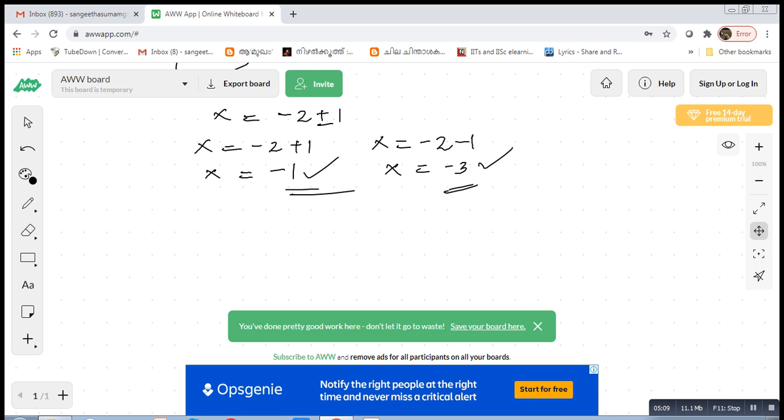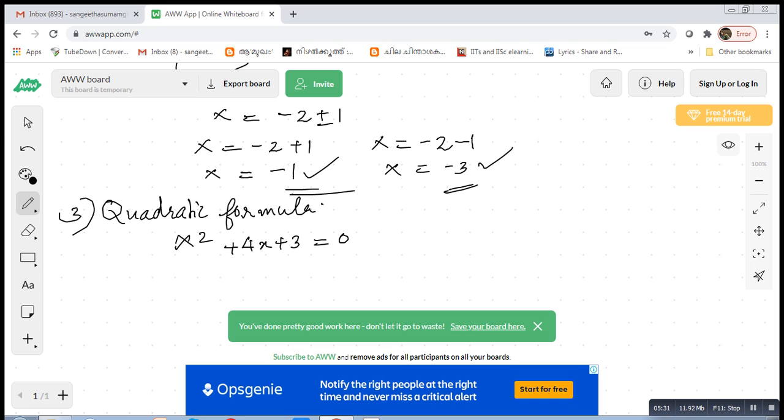So we will move on to the next method. We'll use the quadratic formula to solve a quadratic equation. So we'll take the same quadratic equation again, x square plus 4x plus 3 equal to 0. The standard form for a quadratic equation is ax square plus bx plus c equal to 0. If we are comparing these two equations, we can find out the a, b and c values. So a is 1, b is 4 and c is 3.